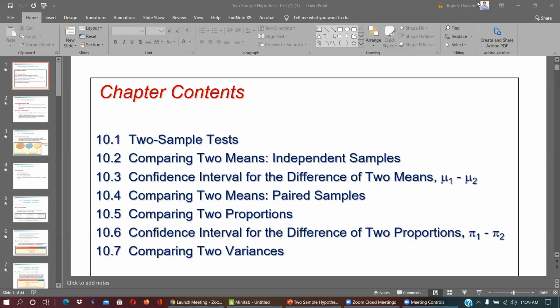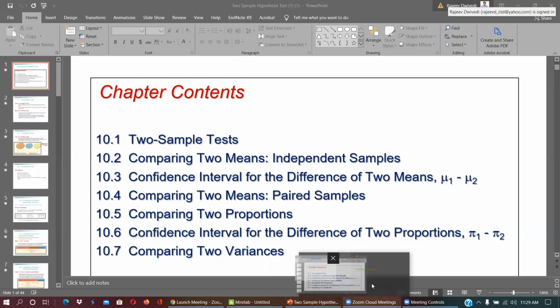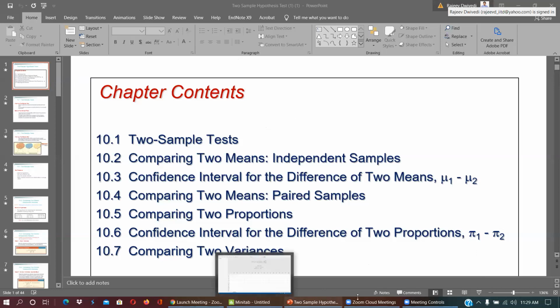So module 2 is about two sample hypothesis testing. What is two sample hypothesis testing? Let me explain briefly about the concept, what we are going to do, and then we'll do some practice on Minitab. As you have done in the previous course, BADM 503, there you learned one sample hypothesis testing. Here we are going to do two sample hypothesis testing.